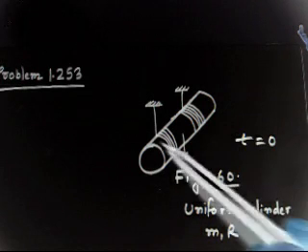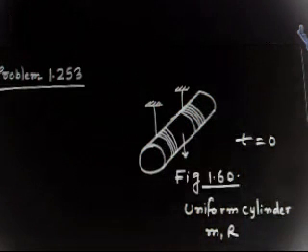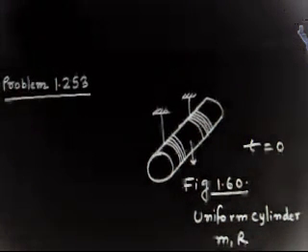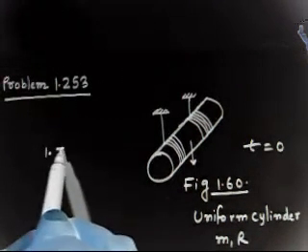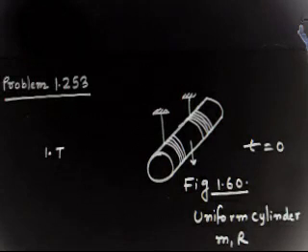Neglecting the mass of thread. So you have to neglect the mass of thread. Find the tension in each thread and angular acceleration of the cylinder. So you have to find two things. What is the tension in each thread? Now one very important point.